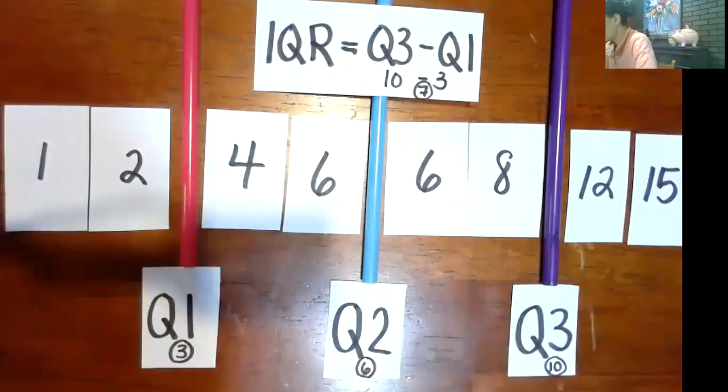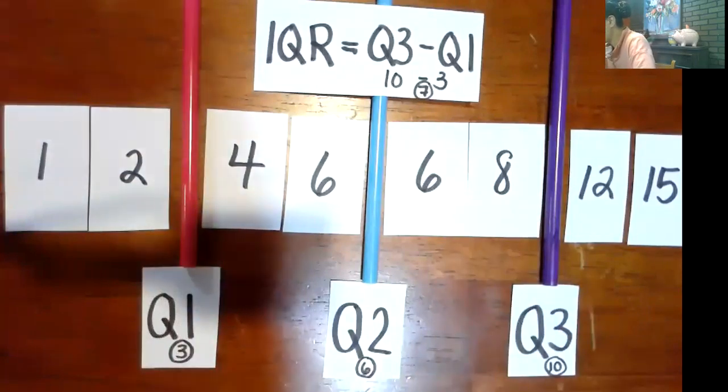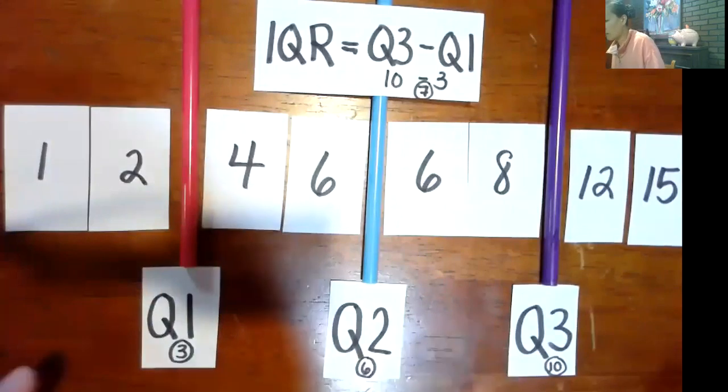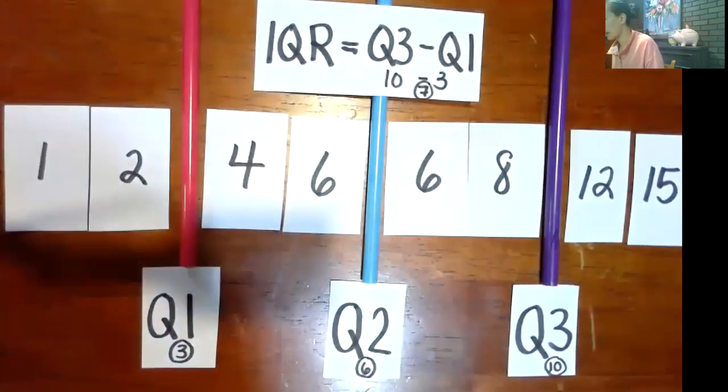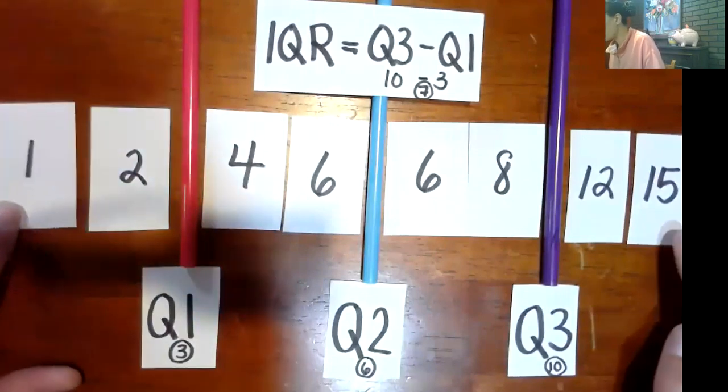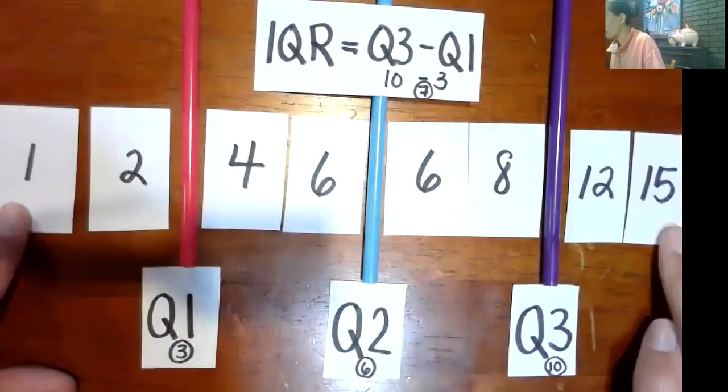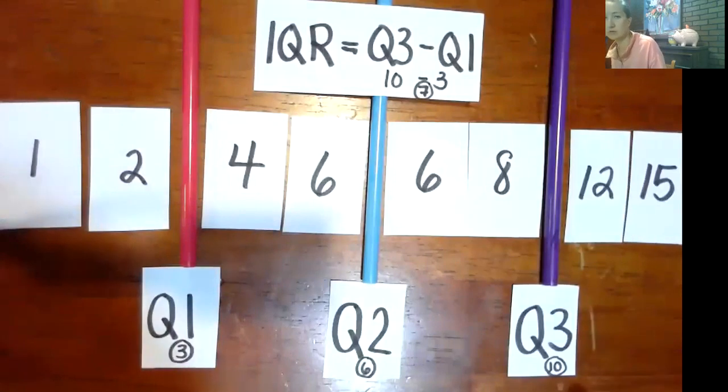Okay, so one more time, we took our data set, we put it in order, we found Q2, or the middle of the whole thing, we found the middle of this, the middle of that, and then we did a subtraction problem, and that wraps up IQR. Okay, and we also just reviewed range. Range is the quick and easy one. Just do the high minus the low. So 15 minus 1, regular old range would be 14.